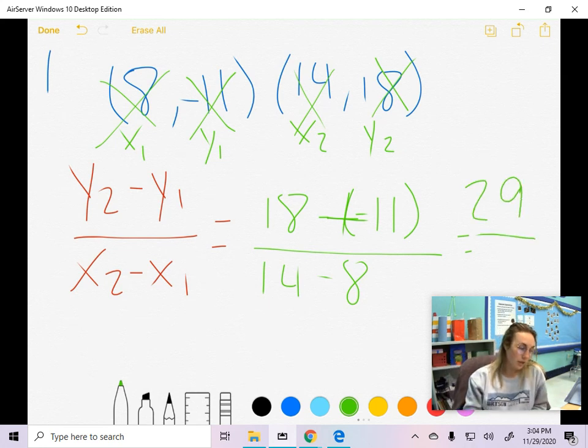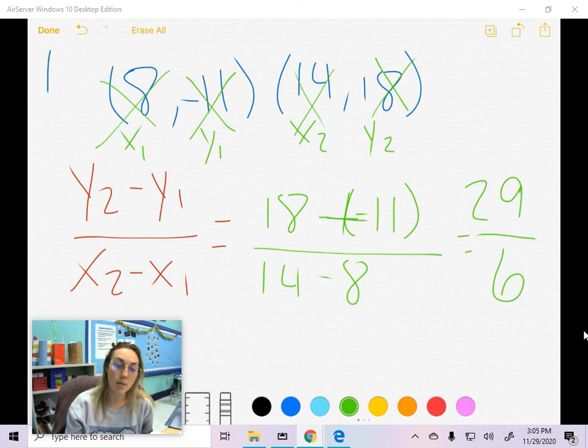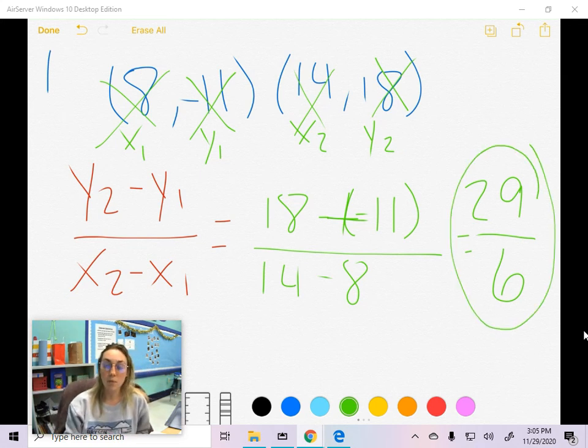Okay, and then 14 minus 8 is going to be 6. This cannot be reduced. I'll move this real quick. This one cannot be reduced, so that's going to be our slope. That's going to be our answer. And when you're looking at it, let me erase this so this doesn't confuse you. That is an equal sign.